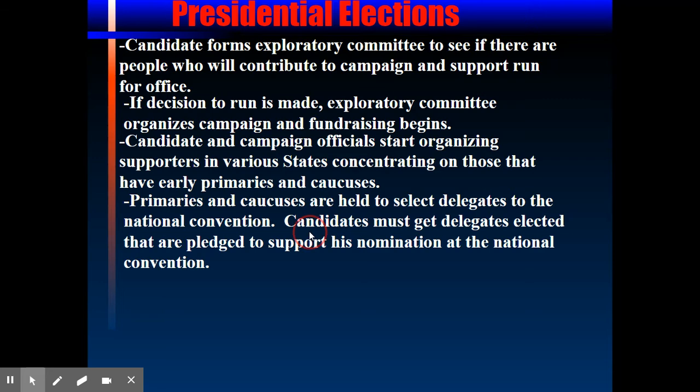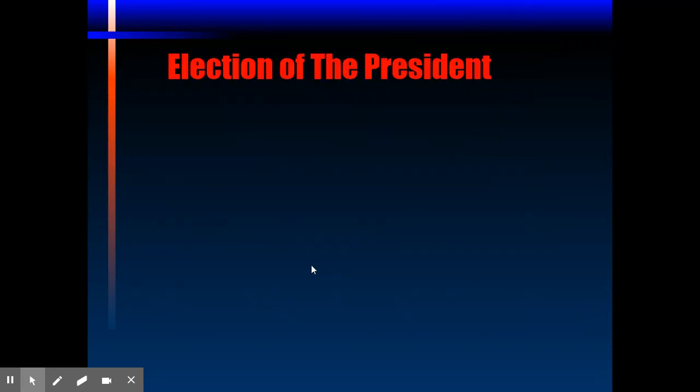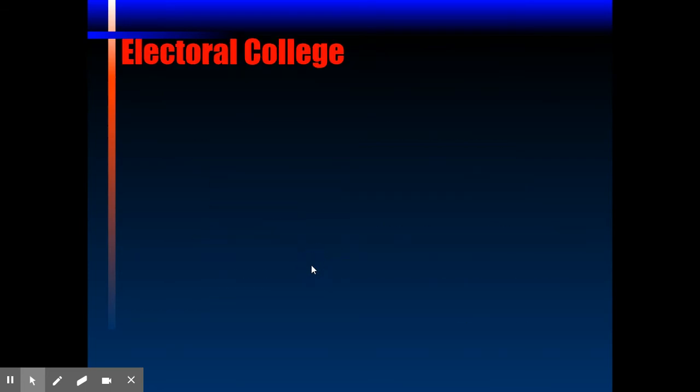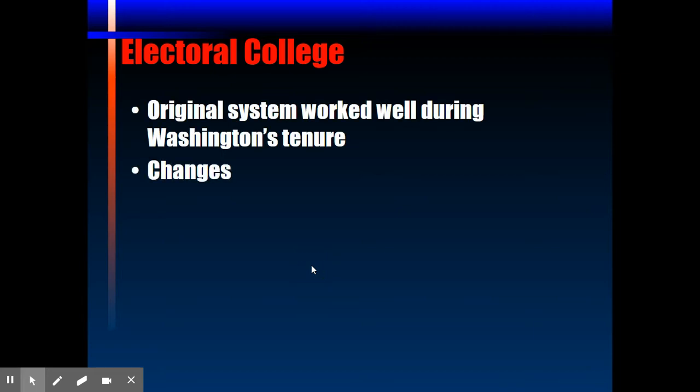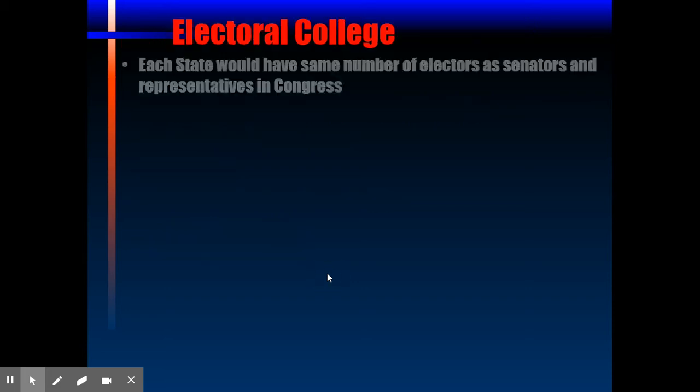We've already talked about all of this before in the last unit when we talked about elections and parties. So just go back through this. I'm not going to spend a whole lot of time on this today, but make sure that you go back through these first couple of slides and make sure you understand how the Electoral College works, the issues with it, like the growth of political parties, the election of 1800. Remember, this is what brought about the 12th Amendment. So things like that with the Electoral College.